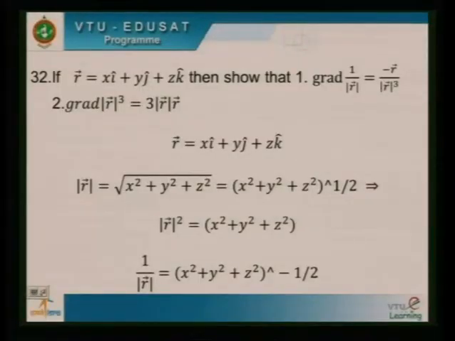Next, if r vector is equal to xi vector plus yj vector plus zk vector, then show that, first problem, gradient of 1 by r vector is equal to minus r vector divided by modulus of r vector whole cube. Second problem is gradient of modulus of r vector whole cube is equal to 3 into modulus of r vector into r vector. See here, first you can find out gradient of 1 by r vector.